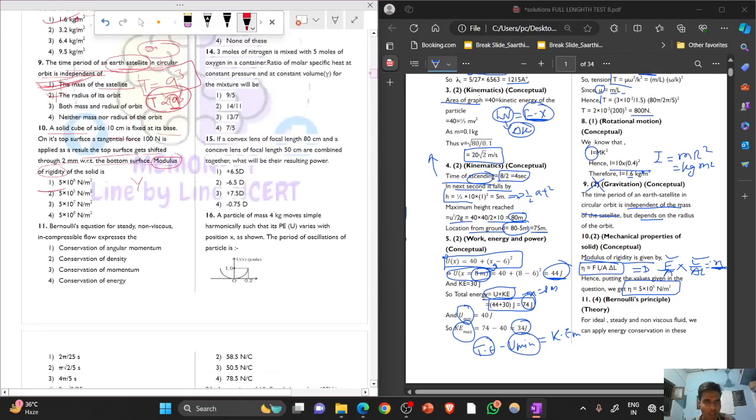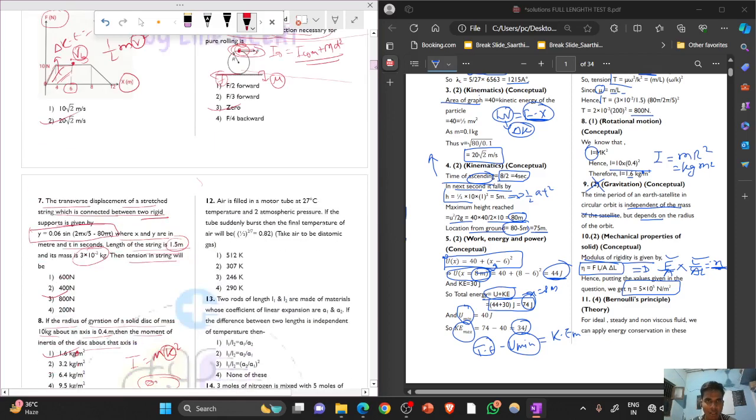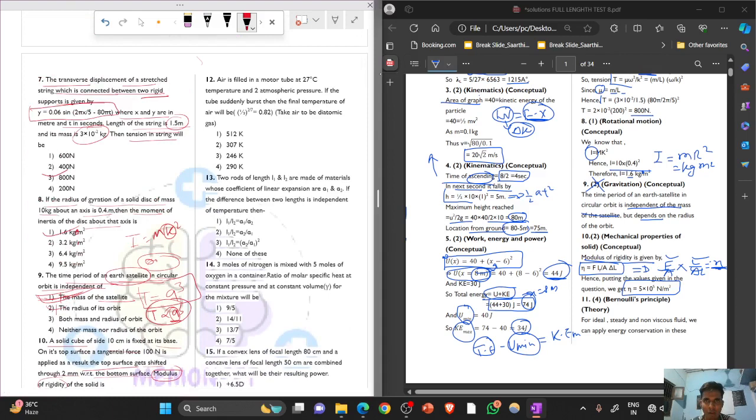Bernoulli equation for steady non-viscous incompressible fluid expresses the conservation of angular momentum, density, momentum. Okay, it's basically the energy. Bernoulli equation tells about the conservation of energy, or energy density you can say. It's a theoretical question. Now moving ahead.